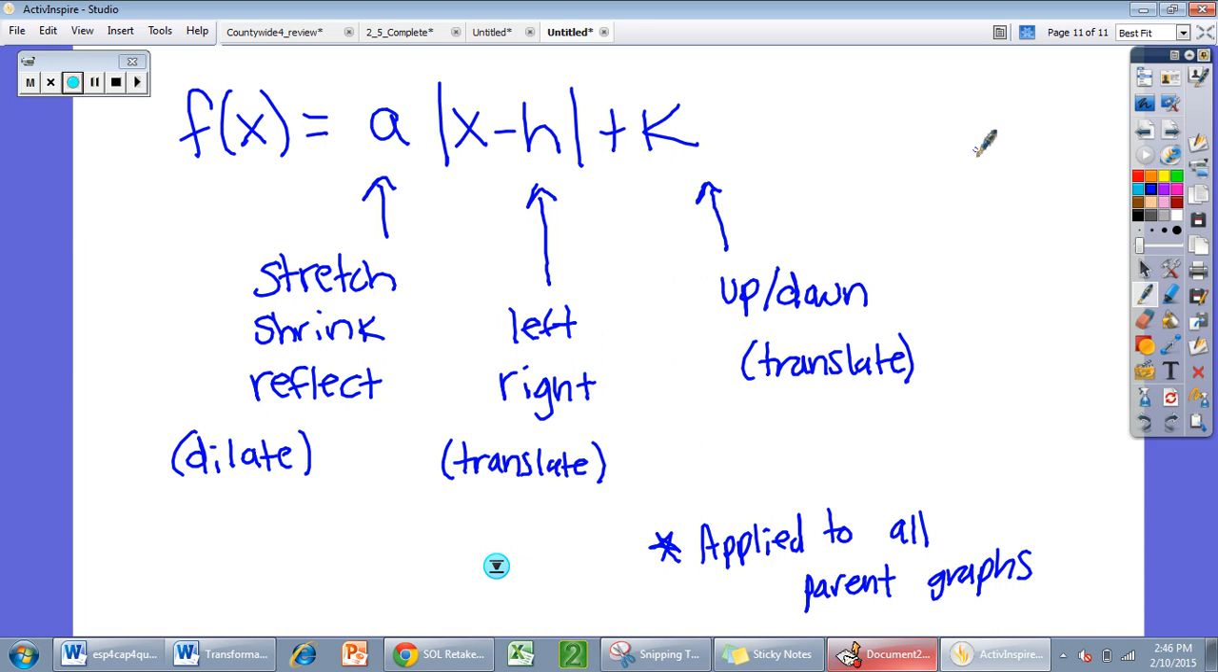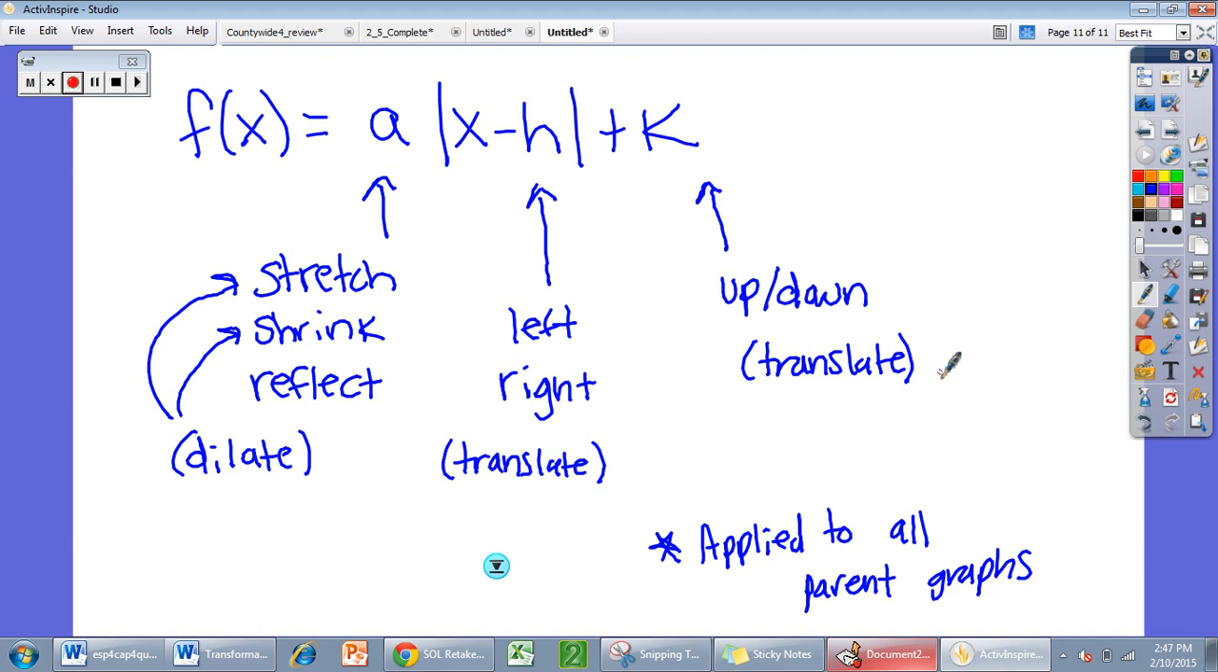Okay, this is a summary. Your a is stretch, shrink, or reflect, and we can call that a dilation, especially your stretch or your shrink. If it gets bigger or smaller, that's called a dilation. This number on the inside moves it left or right, and that's a translation. The number on the outside moves it up or down, and again, that's a translation. And these movements can be applied to all 10 parent graphs.